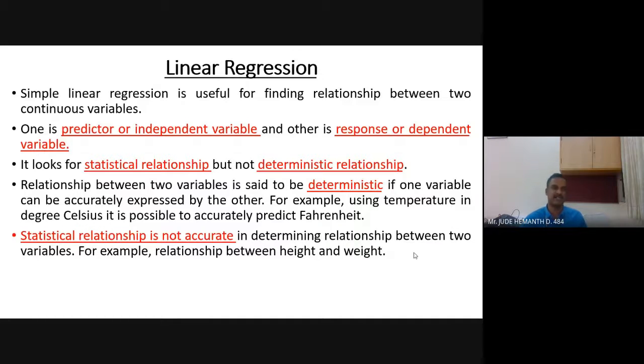But there are some other relationships, right? Maybe between the height and the weight. If I am 5 feet 10 inches in height, right?